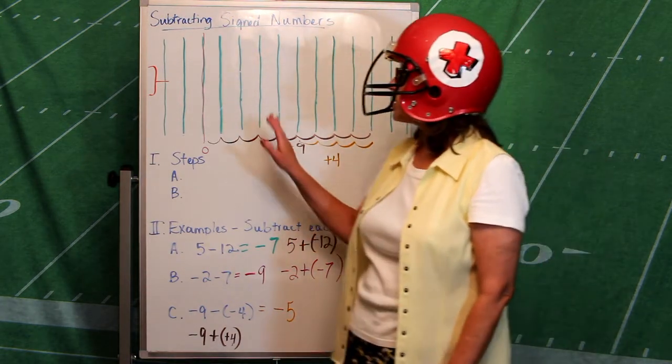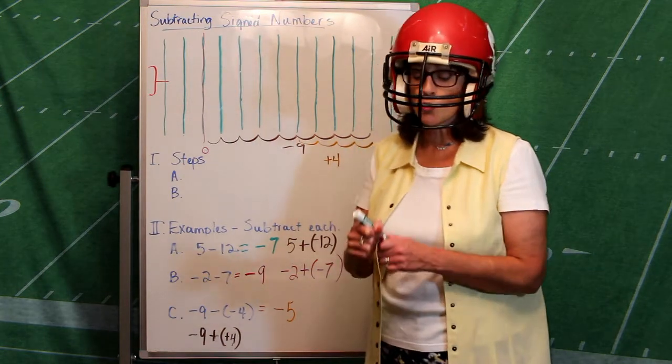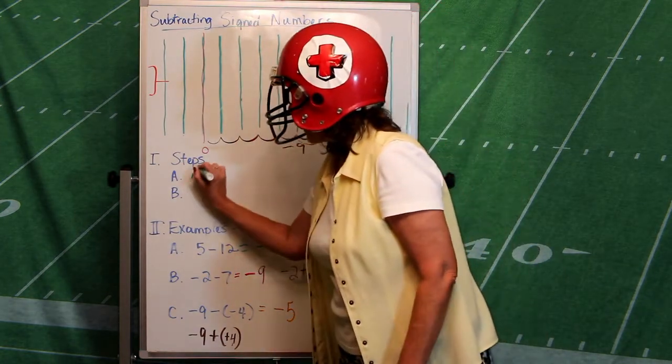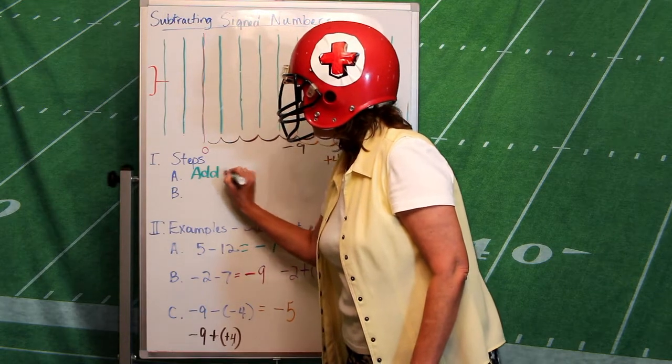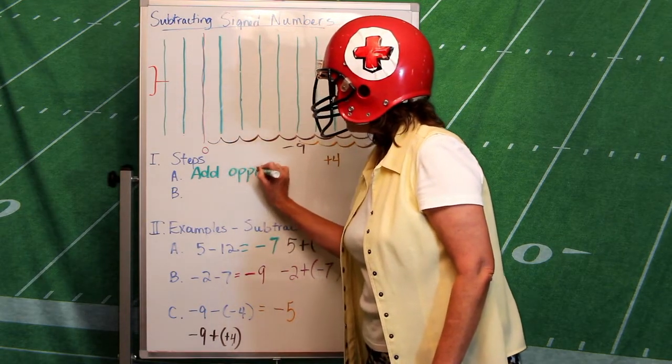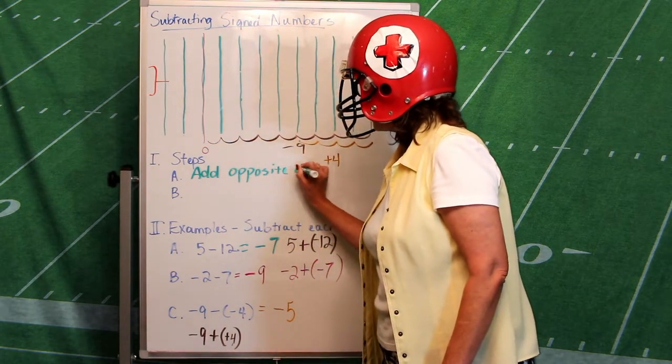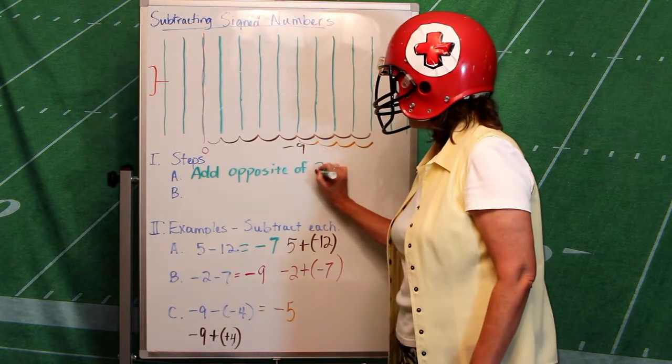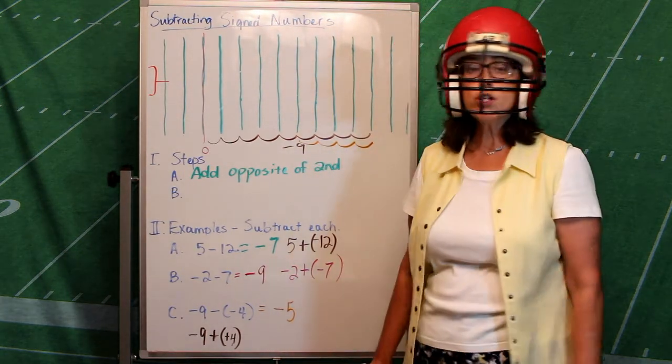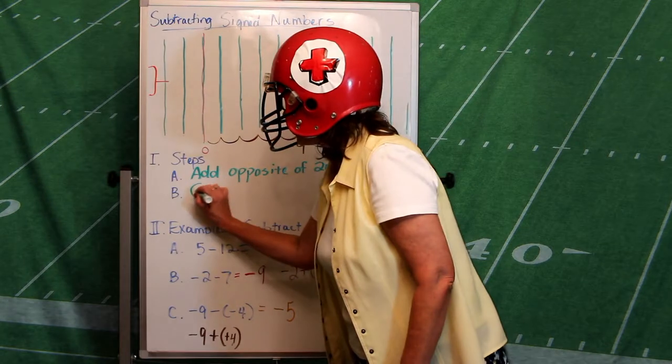So when you are subtracting signed numbers, the rule is that you add the opposite of the second, and once you do that, you go back to your addition rules.